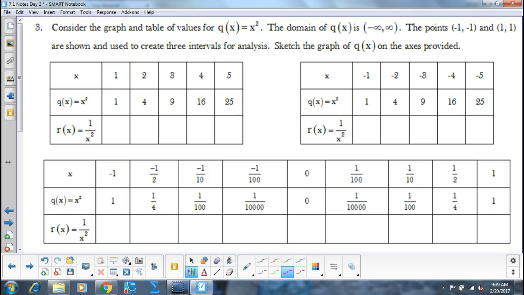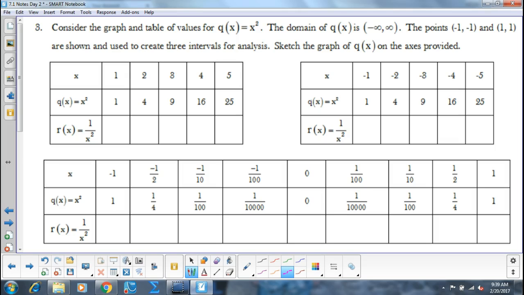Okay, so q of x. You know why we went with q? What kind of a function is q of x? It's quadratic. That's why I went with Q. And what are we doing in a quadratic function? We are squaring a value. Okay?